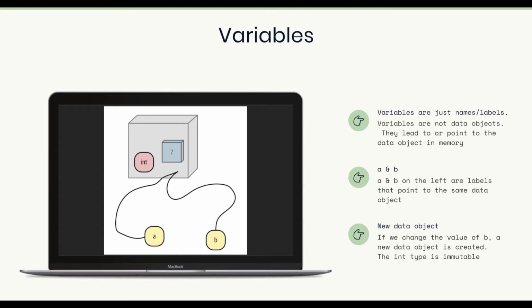A and B on the left are labels that point to the same data object. New data object. If we change the value of B, a new data object is created. Remember, the int type, which is a number, is immutable. All right.